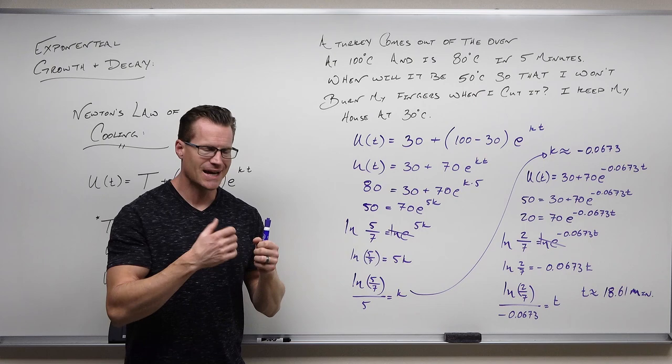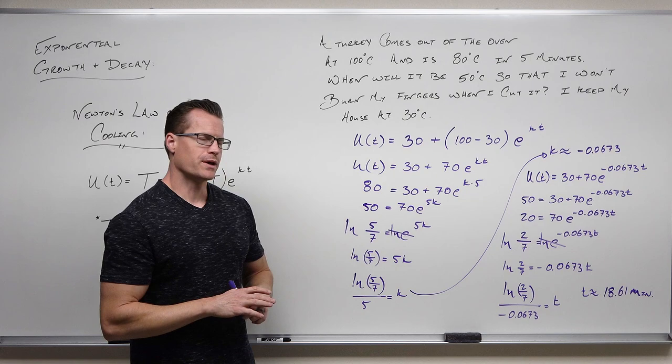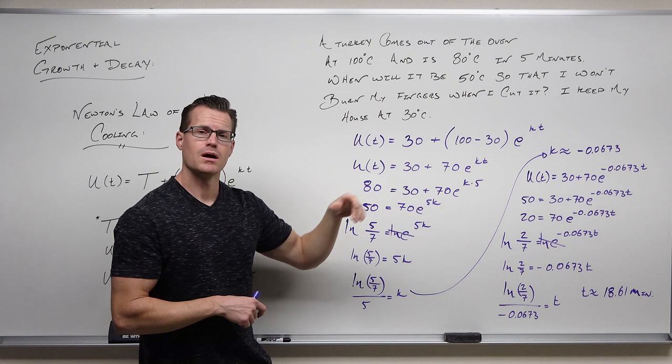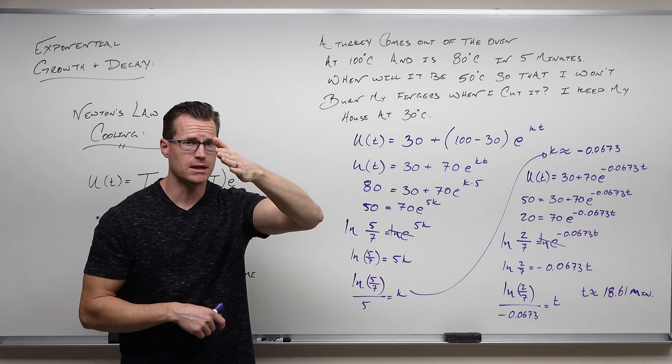So anyhow, one more thing. Does it make sense that it took that long? Because it took only 5 minutes to drop 20 degrees. Why would it take that much longer to drop another 30 degrees? Well, it does make sense because exponential decay drops quickly and then it drops slower and slower and slower.